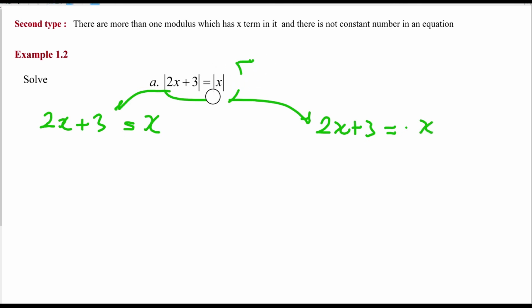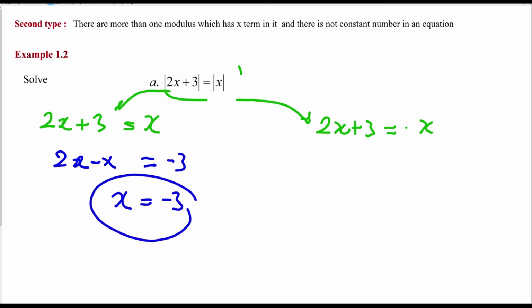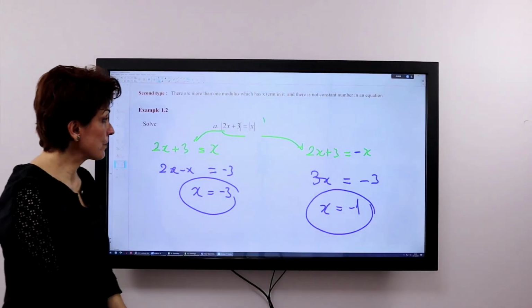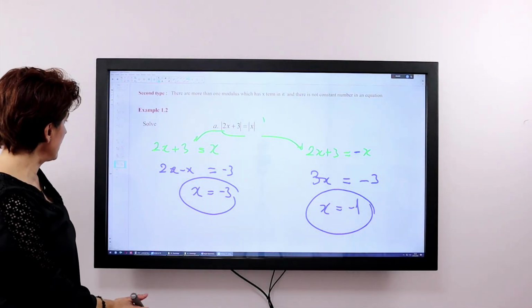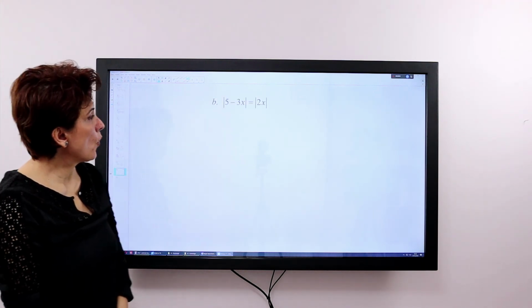Okay, same approach. If we solve the first one here, move x to the right hand side: 2x - x, 3 to the right hand side, -3, x is -3. Got it? Here, this is -x, moved to the left hand side becomes 3x. Here, 3, right hand side, -3. If we divide both sides by 3, x is -1. Got it? Okay, it's not hard. How do you feel? One more.